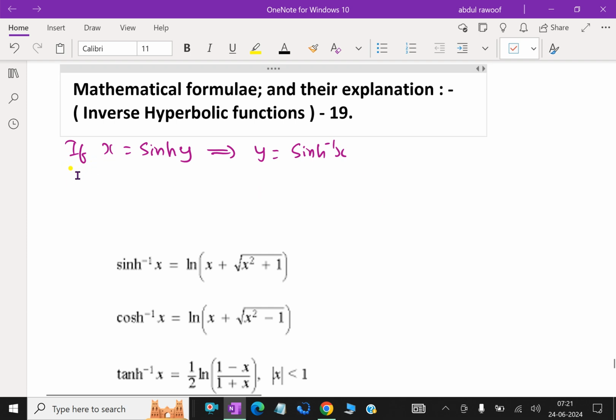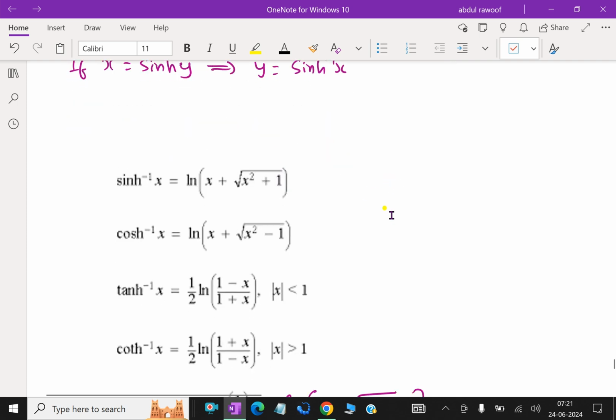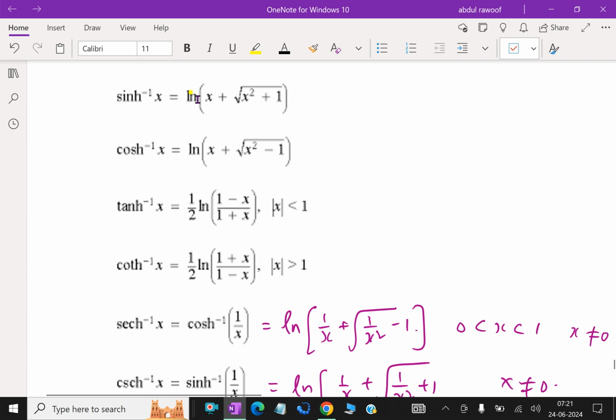We know that if x equals sinh y, then y equals sinh inverse x. This is the definition of an inverse hyperbolic function. Further, sinh inverse x equals ln, that is natural log, of x plus the square root of x squared plus 1. Cosh inverse x is ln of x plus the square root of x squared minus 1. Tanh inverse x is the division of these two, which gives half ln of (1 plus x) over (1 minus x).